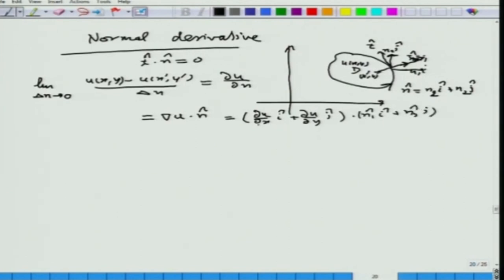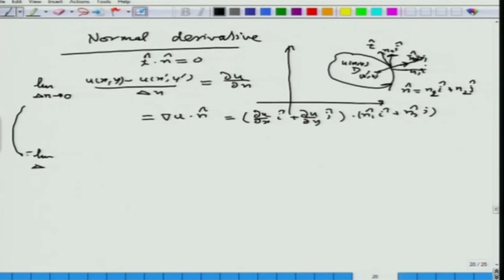So, this gives you a convenient way of finding this normal derivative instead of using the definition. We just take the gradient of u and then take the dot product with the outward unit normal, and that is what gives you the normal derivative along the outward normal. How do we see this?